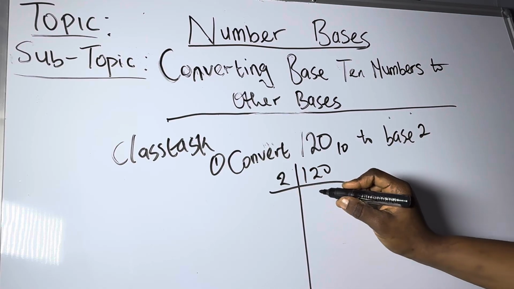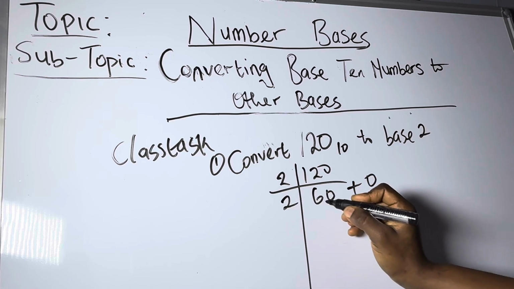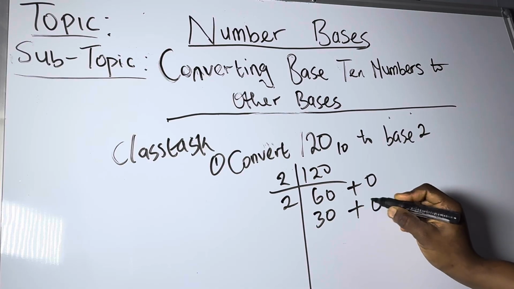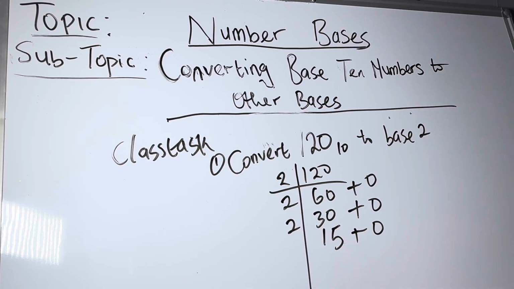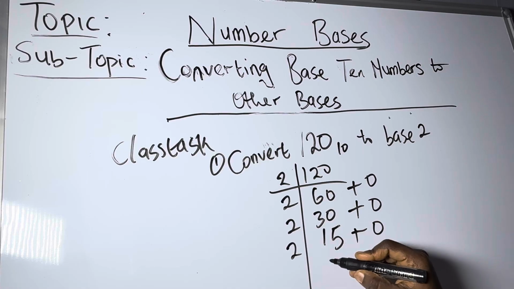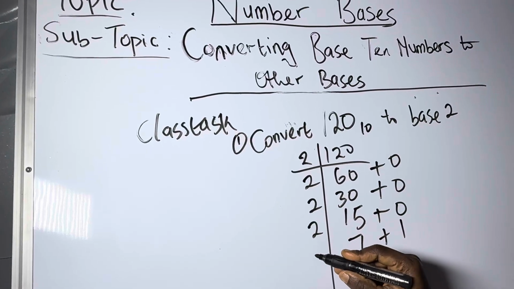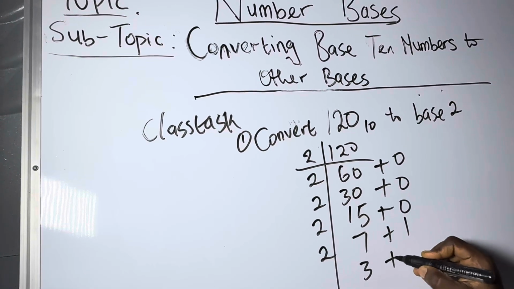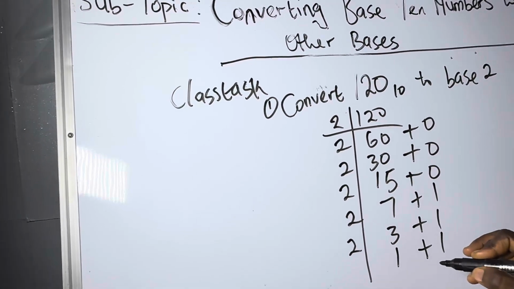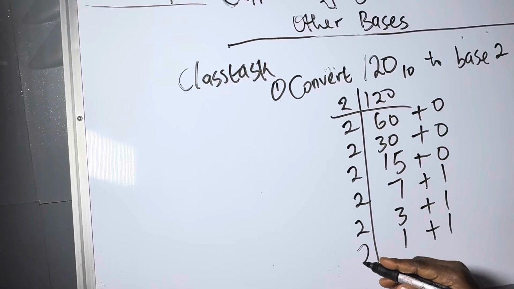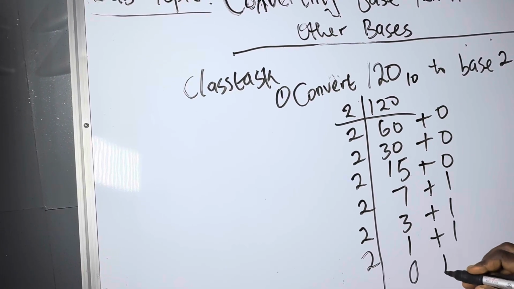2 in 120 is 60, remainder 0. 2 in 60 is 30, remainder 0. 2 in 30 is 15, remainder 0. 2 in 15 is 7, remainder 1. 2 in 7 is 3, remainder 1. 2 in 3 is 1, remainder 1. 2 in 1 is impossible, that's 0, remainder 1.